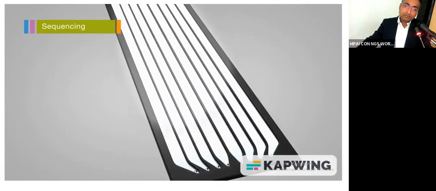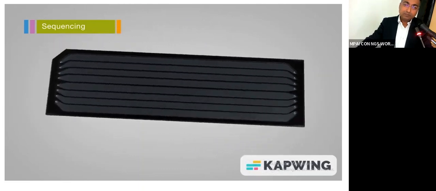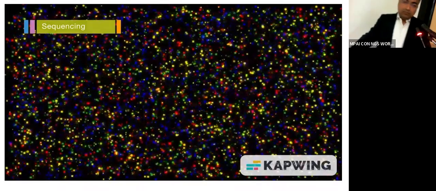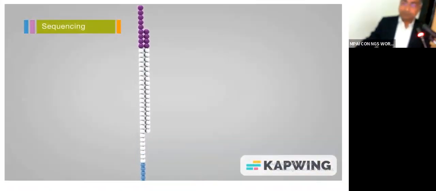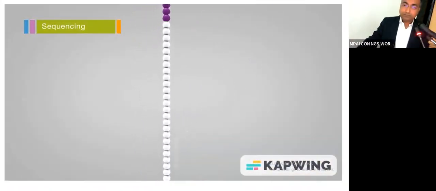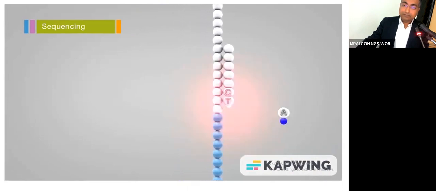Hundreds of millions of clusters are sequenced in a massively parallel process. This image represents a small fraction of the flow cell. After the completion of the first read, the read product is washed away. In this step, the index 1 read primer is introduced and hybridized to the template. The read is generated similar to the first read.